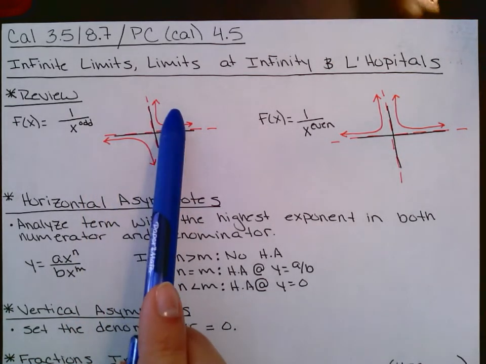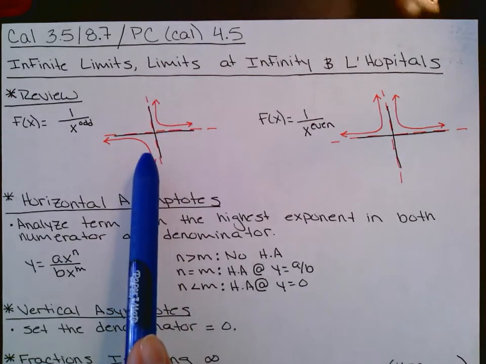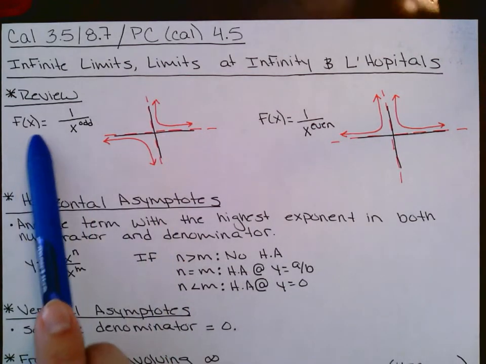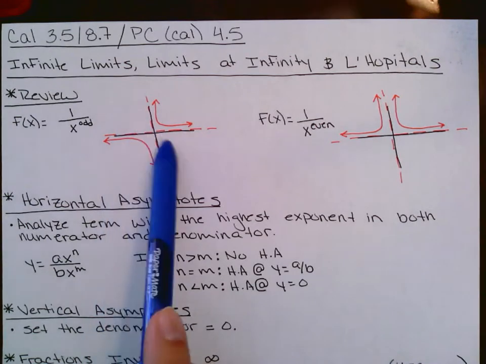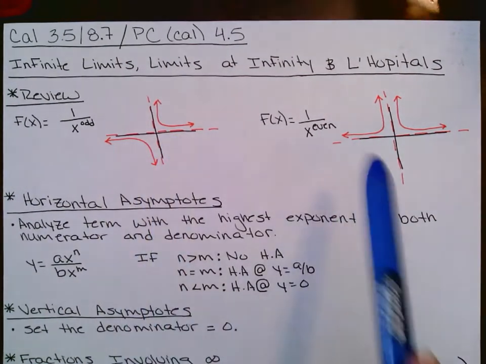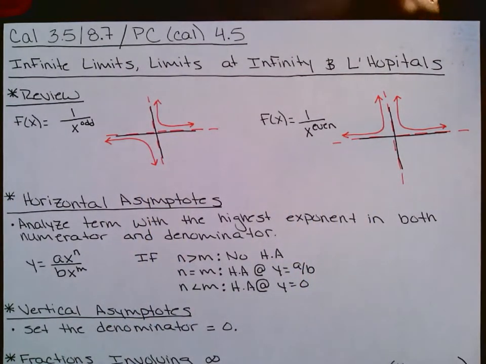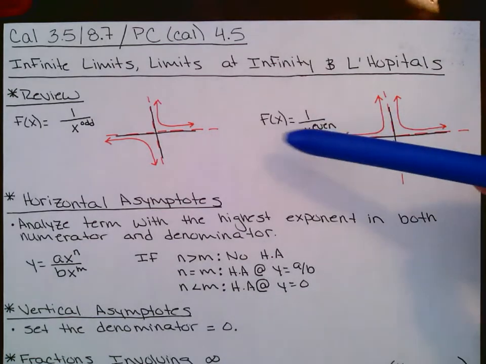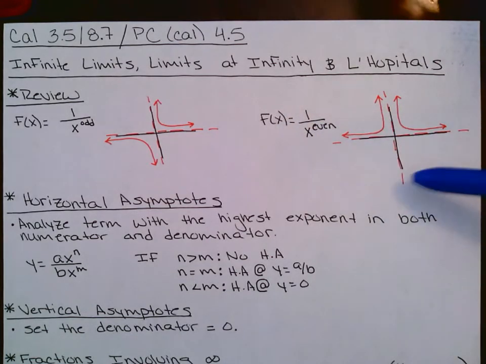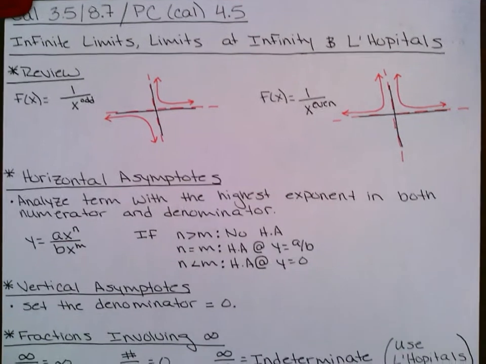And then I always call these the elbows graphs, are on opposite corners. If this was negative 1 over x to an odd, then they would just be on opposite corners. If I have a function of 1 over x to an even exponent, again we have two asymptotes, one horizontal, one vertical, but both elbows are on the top. And if it was negative 1 over x to an even exponent, then they would just both be on the bottom. Okay?